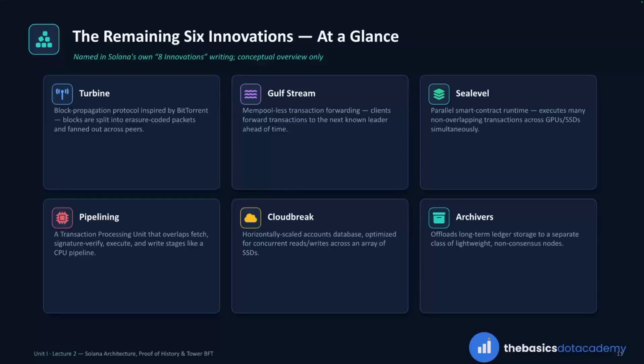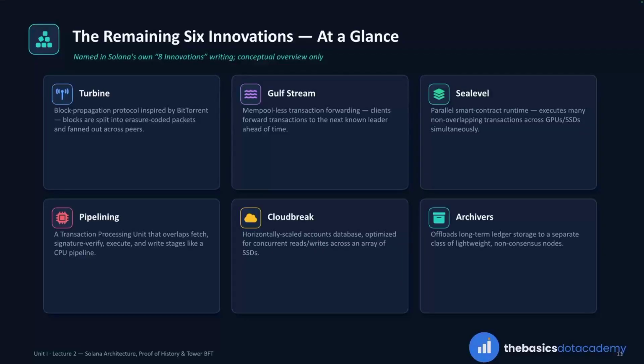The remaining 6 innovations, what are those that the Solana ecosystem offers? First is Turbine. If you have used BitTorrent in the past, the format in which the data packets were transferred, that same format is being used by Solana, which ensures that the blocks are split into erasure-coded packets and fanned out across layers. Gulfstream is a mempool-less transaction forwarding. Clients forward transactions to the next node leader ahead of time.